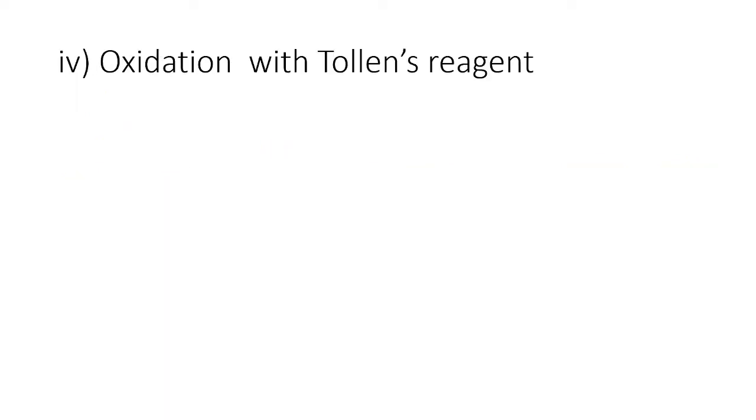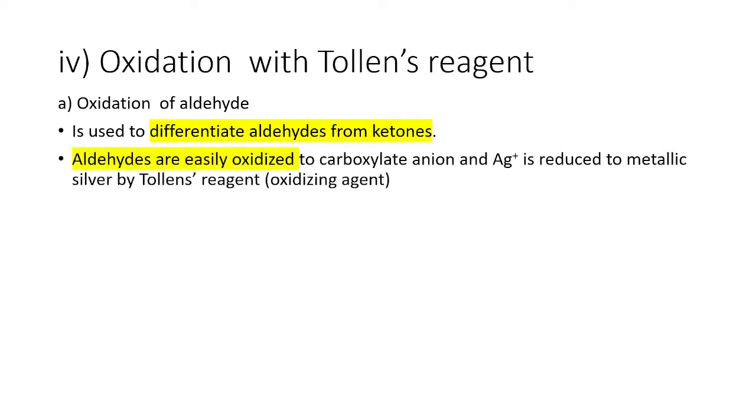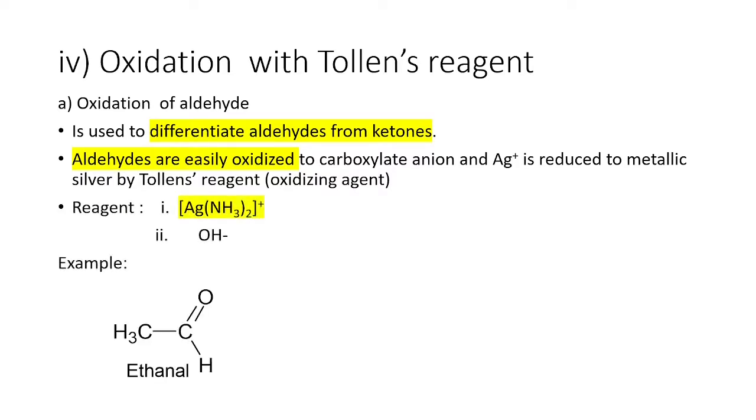Okay, next one, oxidation with Tollen's reagent. Let's see oxidation of aldehyde. We are using Tollen's reagent because we want to differentiate aldehyde from ketone, because aldehyde are easily oxidized using the Tollen reagent. Ketone does not oxidize. So this is the reagent. So let's see what happened. So ethanal, when you react with 2Ag NH3, 2 is just for the stoichiometry. Even if you don't put 2, it's still okay.